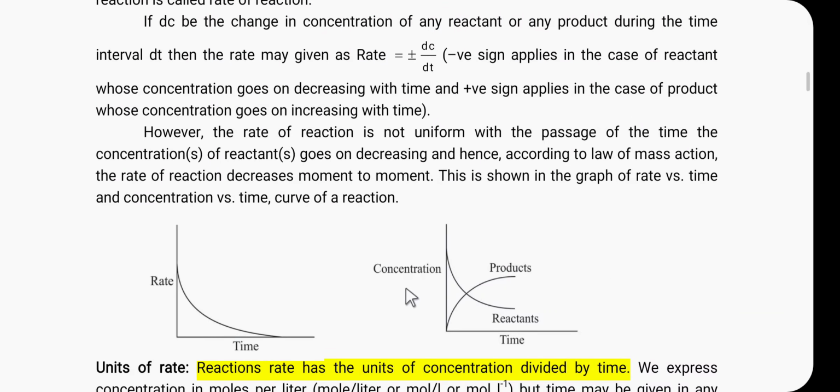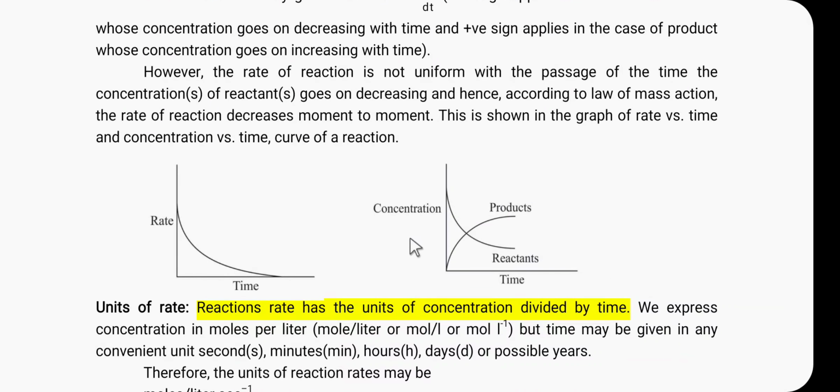So, let us consider this graph. This is the graph of concentration versus time. Initially the concentration of the reactant is very high. As the reaction proceeds further, there is a decrease in the concentration of the reactant, and finally when the reaction is completed for all practical purposes, at that time the concentration of reactant is equal to 0.